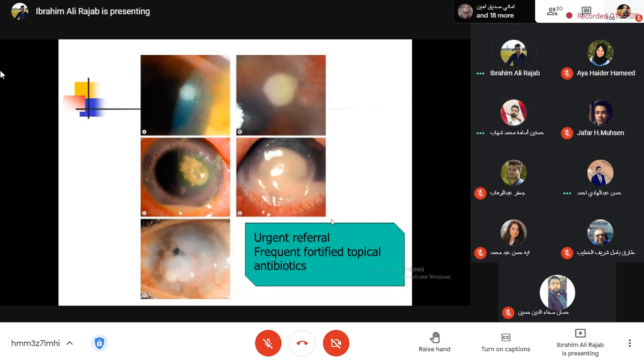Hassanein, tell me what signs you see in this picture of a patient with bacterial keratitis. Doctor, infiltration. Well done, corneal infiltrate. Okay, corneal, you say. Now Hassan Abdul Hadi, picture C: what do you see in picture C? Enumerate the signs in picture C.